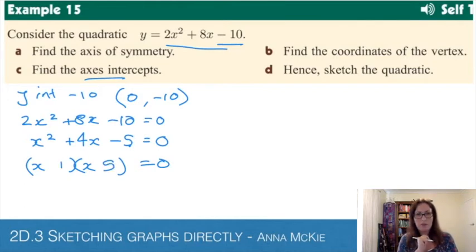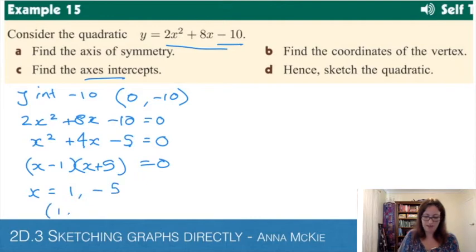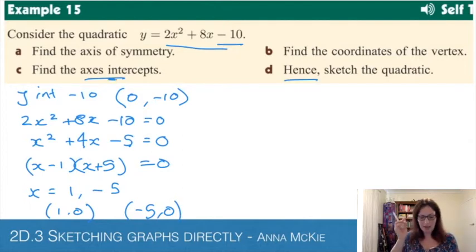But we need one of them to be negative. So then we look at that 4 and think, if I had positive 5 and I subtracted off 1, then I'd get that 4. So therefore our x-intercepts are 1 and negative 5. I like to write that as coordinates. And there we have it. Go back and read the question. Yes, we've found the axis intercepts. And part D, we have to sketch.